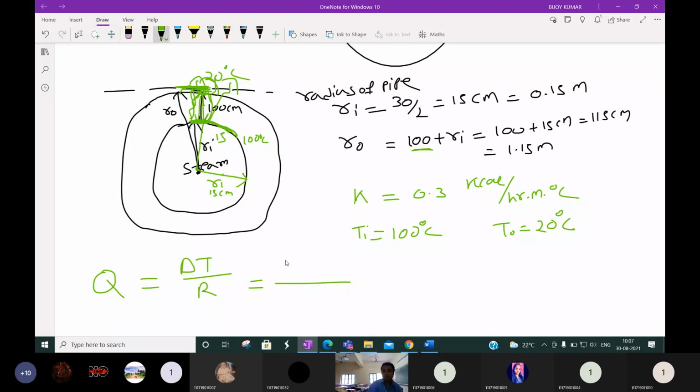But here T1, T2 is not there. Here some different notation is there: Ti minus To. Always from high temperature to low temperature. Then for a cylinder, what is the R value? It will be X by K into ALM. Yes or no?